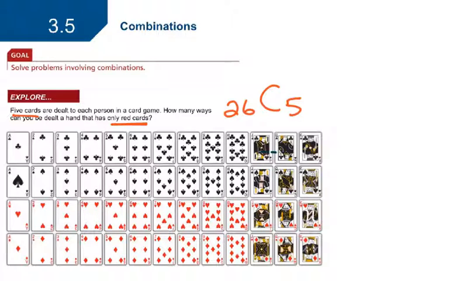Now, the way we access this function is exactly the same spot as we would access the permutation function or the factorial function on the graphing calculator. We'll type in 26. We'll go to the math function, over to probability, and nCr is option 3. So 26, pick the nCr option, input a 5, and calculate that out, and we get that there's 65,780 different 5-card hands that consist of only red cards.